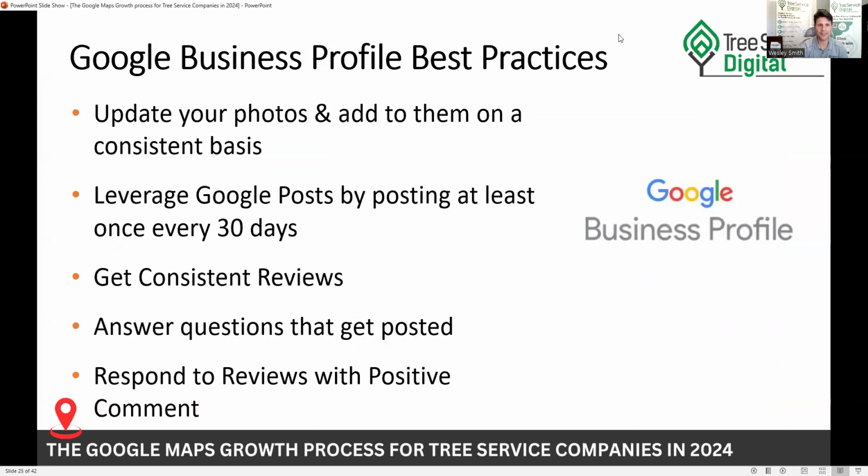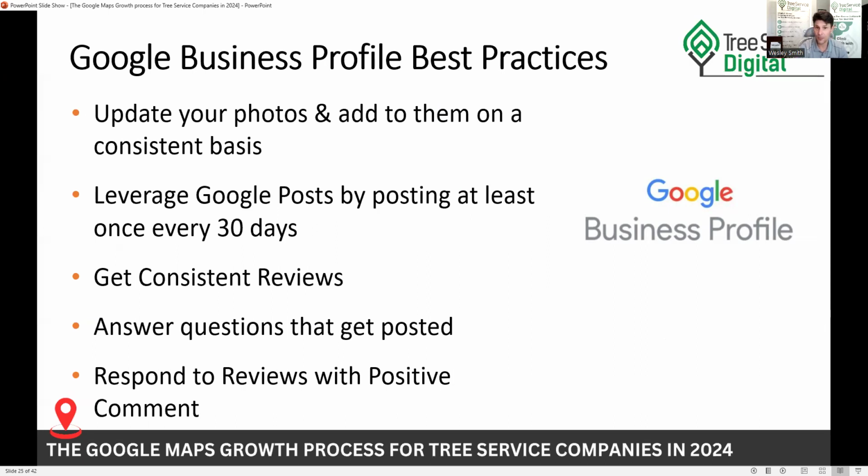So here are the best practices for your Google business profile. Number 1, update your photos and add them on a consistent basis. Number 2, leverage Google Posts by posting at least once every 30 days. We suggest one a week, but you can post every 30 days if you'd like, or every day if you like. Number 3, get consistent 5-star reviews. This goes a long way in helping you show up at the top of the maps, and it also helps your local service ads too, if you get those running.